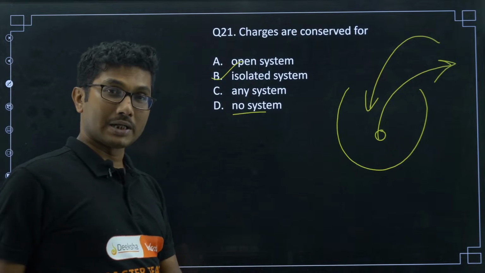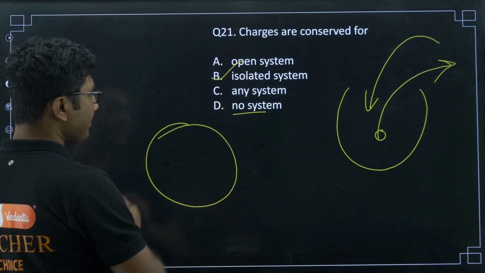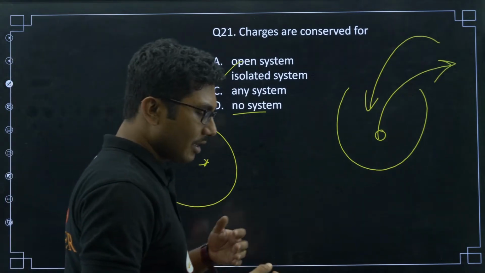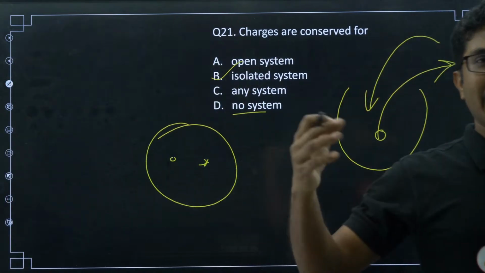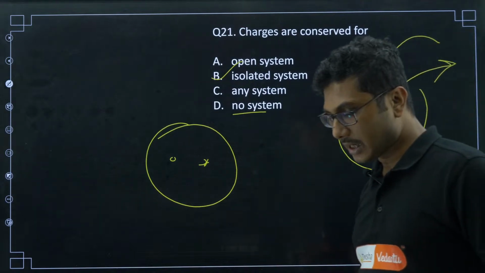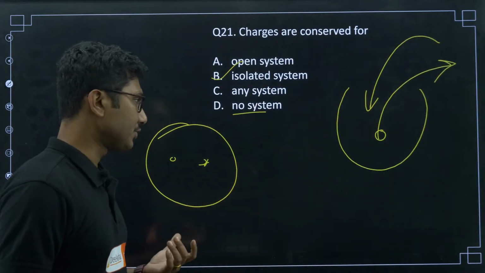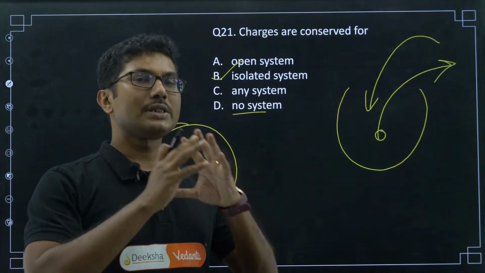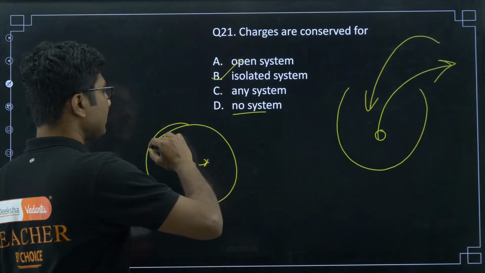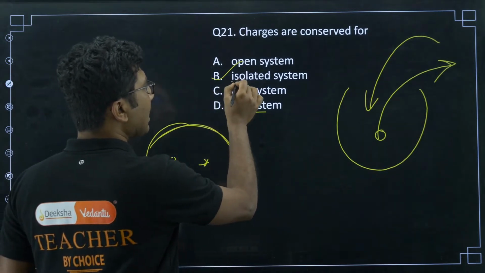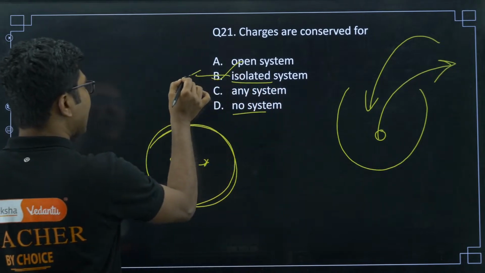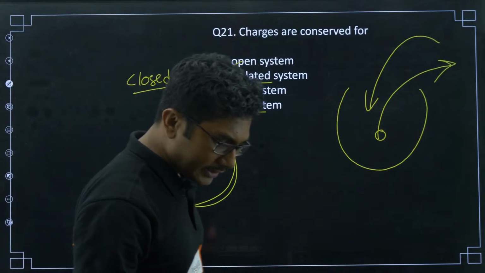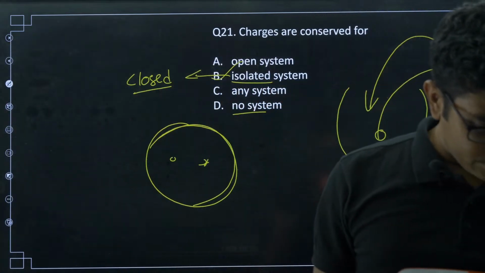So, charges will not be conserved, but if the system is closed, then the only thing charges can do is make positive-negative charge pairs, always in pairs, so the total charge will remain constant. Even though the individual numbers of positive and negative charges can change, the total charge of the system will remain constant. So you have to remember: either isolated, or sometimes the same term used is closed system. For a closed system or isolated system, charges will be conserved.